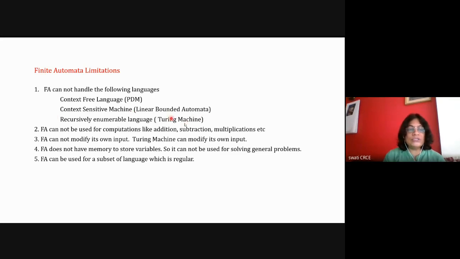So there are four machines: finite state machine, push down machine, linear bounded automata, and Turing machine. The language of finite state machine is a regular language. The language of push down machine is a context free language. The language of linear bounded automata is a context sensitive language. And the language of Turing machine is a recursively enumerable language. You must remember the names of these four languages and the four machines by heart, because they are there in the syllabus in the future lectures.